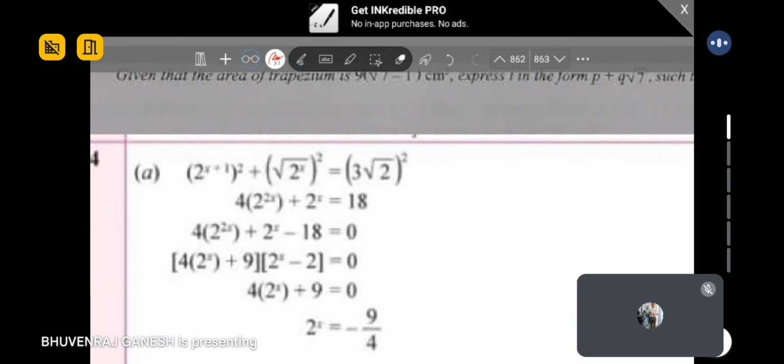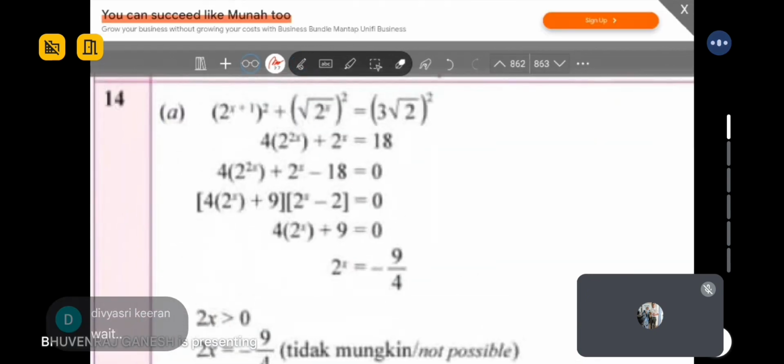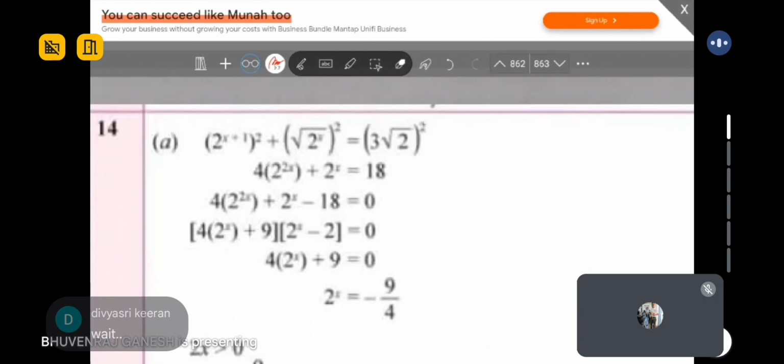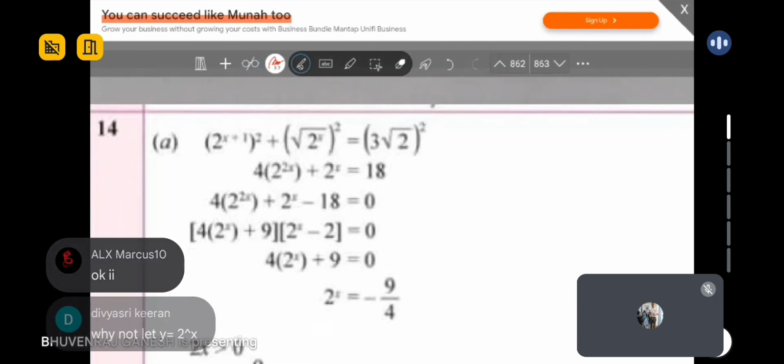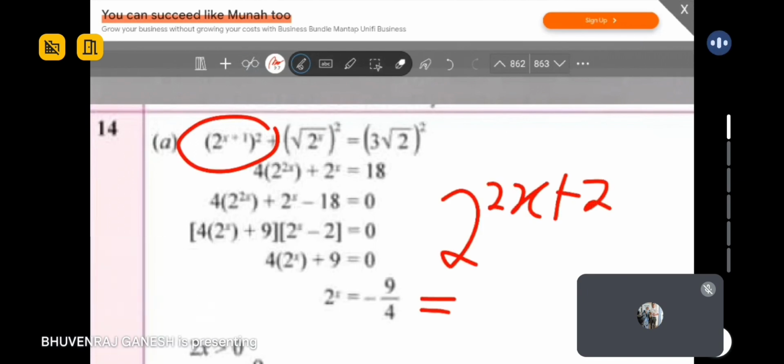Remember chapter 4, Marcus. Form 4, chapter 4: indices, surd, and log. So you just expand inside to see how you get, guys. Basically it's 2 power 2x plus 2. So you separate to become 2 power 2 times 2 power 2x. So this is 4. So 4 times 2 power 2x.